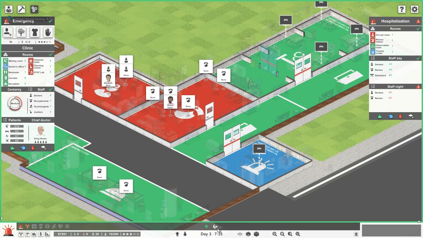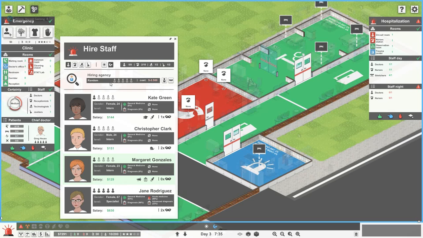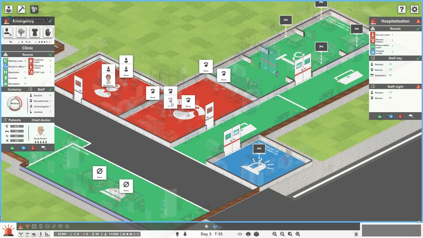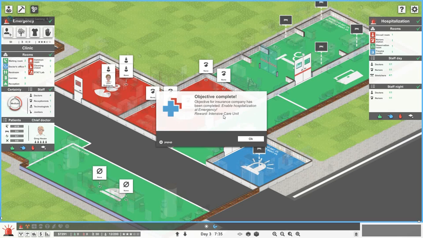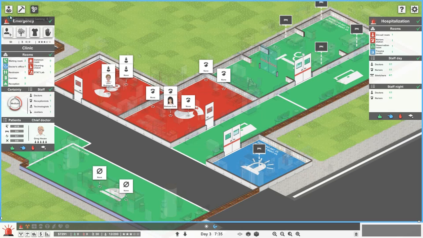Okay. So now we need night staff. So we got to have a doctor for night. Ooh, and look at that. Jane, super good at acute medicine. Oh, you're fantastic. You are going to be our night doctor. And we got to have a decent nurse in here. You know, there's not a great choice. Barbara, you're it. There we go. Enable hospitalization at emergency ward intensive care unit.